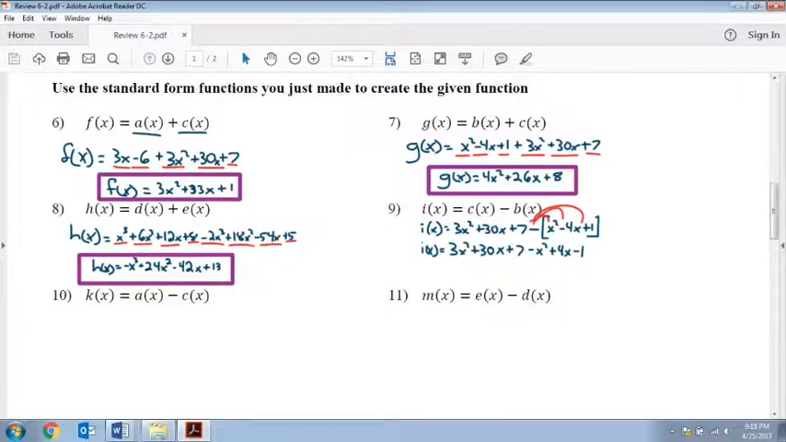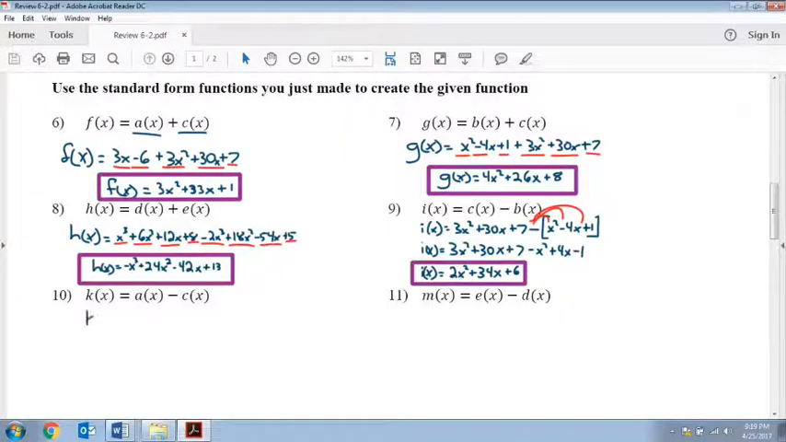All right? And now we combine our terms. So i of x equals, I've got a 3x squared and a negative 1x squared, so that makes 2x squared. I got 30x plus 4x, so that's 34x. And I got a 7 and a negative 1, so that's plus 6. So when we subtract those two functions, this is what you get.